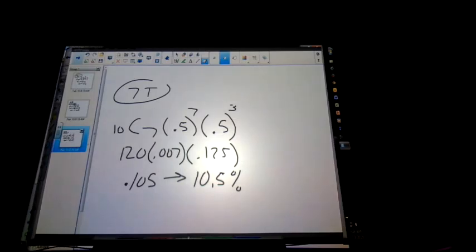Or if I were to have 10 coins in my hand, heads and tails, and I were to throw them up there and they all land on the ground, what's the probability we get exactly 7 tails? Okay. Hey, what would the probability of us getting exactly 7 heads be? Same thing.